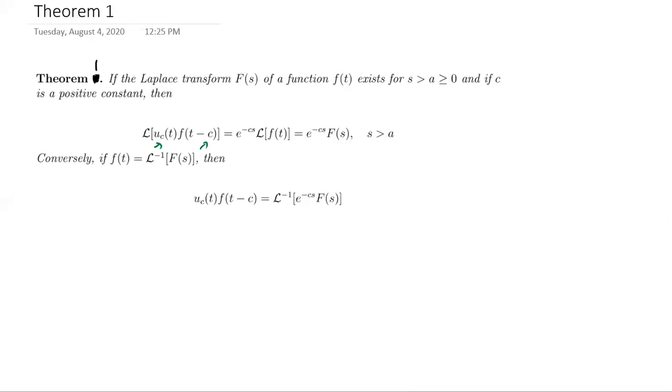Moreover, assuming that f is continuous, so we're restricting the domain of the Laplace transform to continuous functions, then we have this Laplace inverse definition as well. Whenever you have e to the negative cs times big F of s, you can take the Laplace inverse of that. You get only one solution, and it's the original thing, u sub c of t times f of t minus c.